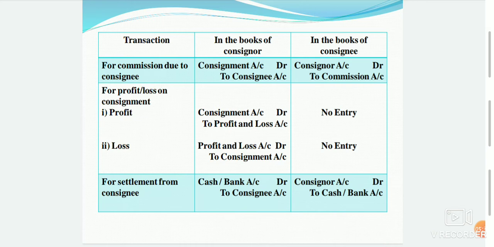Then for profit or loss on consignment, the amount of profit earned is transferred to profit and loss account. So the profit entry in the consignor book is consignment account debit to profit and loss account; for loss, profit and loss account debit to consignment account. The last is settlement from the consignee, the final settlement: consignor book, cash or bank account debit to consignee account; consignee book, consignor account debit to cash or bank account.